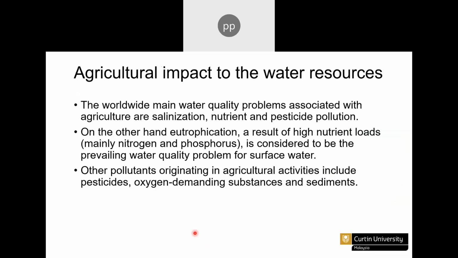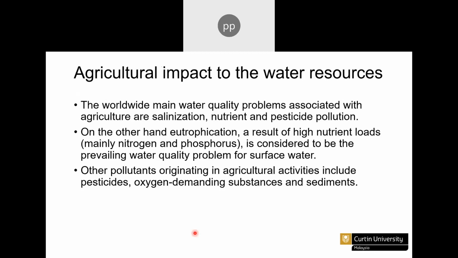Okay, so if we see some statistics, the worldwide main water quality problems are associated with agriculture, which leads to salinization, nutrient loads, and pesticide pollution. So if water quality is affected by agriculture, these are the three main problems faced by the water composition. One is salinization, where the salinity of the water increases, or the nutrient loads may increase above the permissible limit or above the recommended limit.